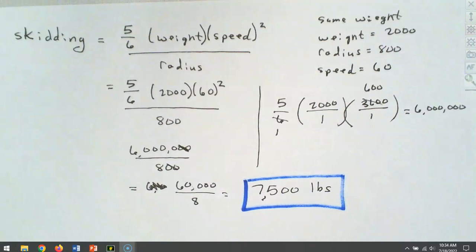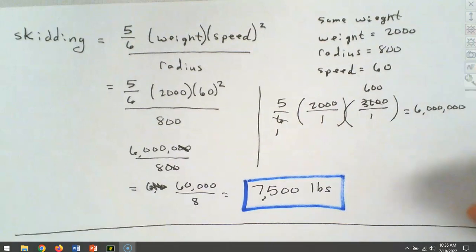So we really increased the force that we needed to keep that car from skidding. Before it was only 3,000. Now we've got to make sure that the car can do 7,500 pounds. And that just relates to how sticky the tires are. So you'd have to change the tires to keep the car on the road.